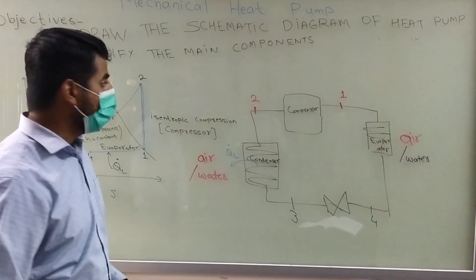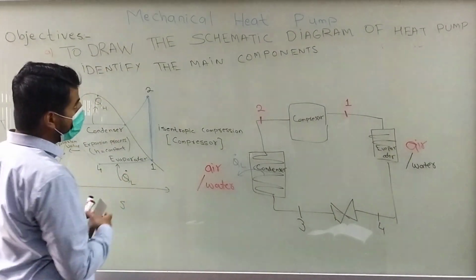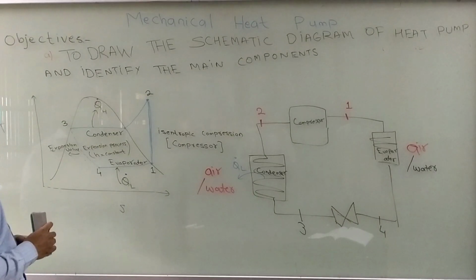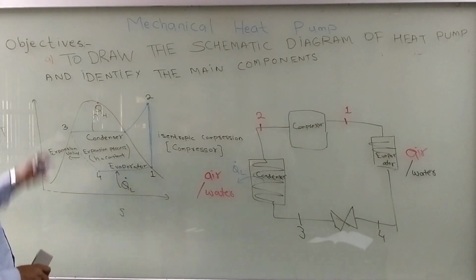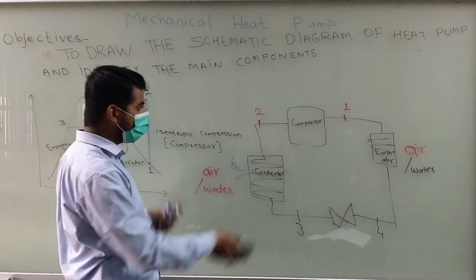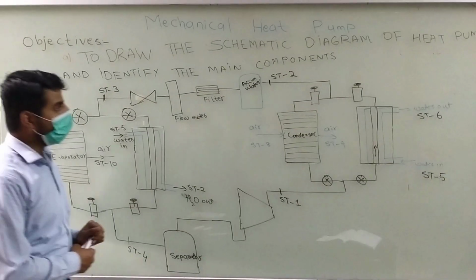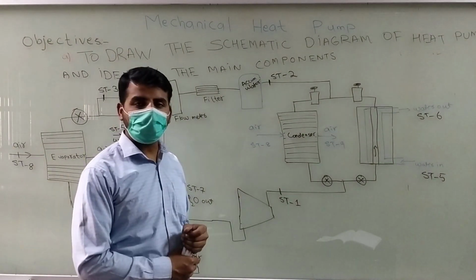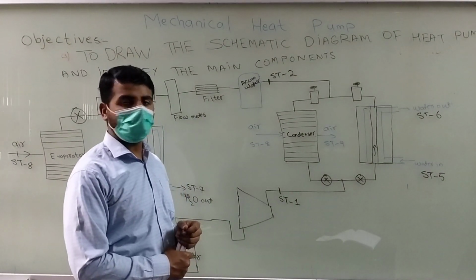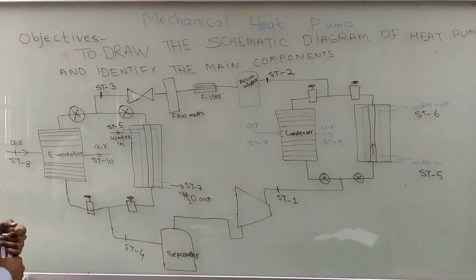I'll now draw the schematic diagram. That's our first objective, to draw the schematic diagram of the heat pump and to identify the main components. So we will go to our first objective of the lab. Okay, this is the schematic diagram of the equipment we have in our lab. This looks quite complex, but it is quite easy. We follow step by step.